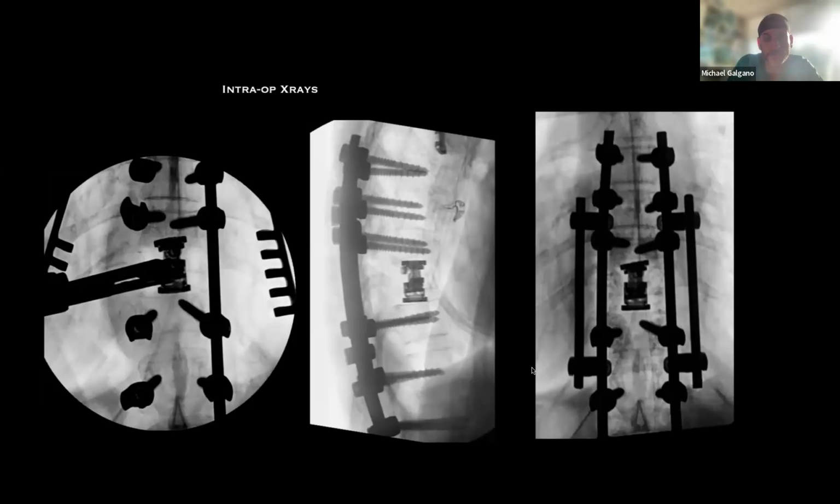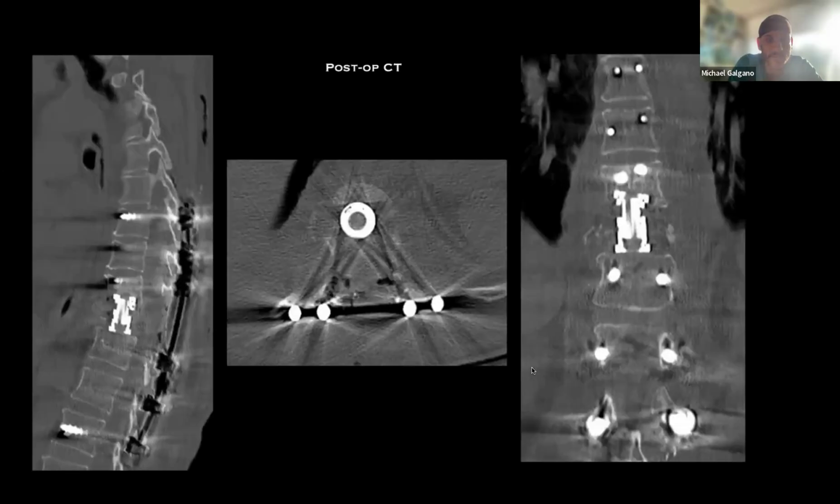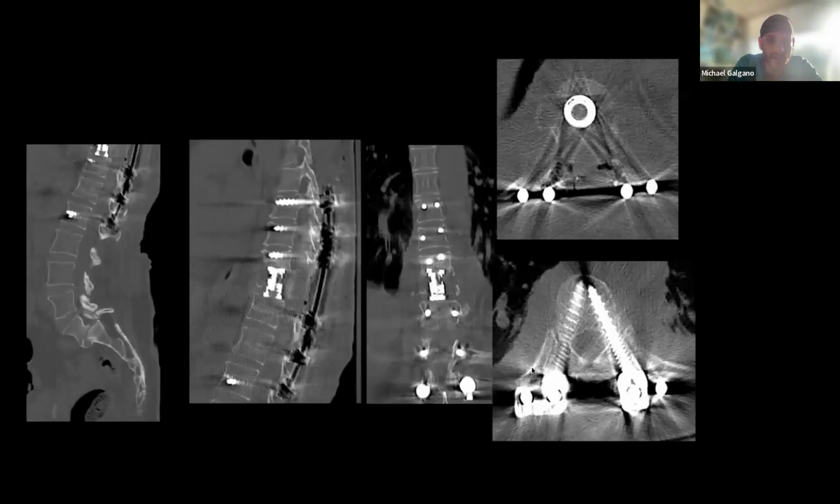And then you just keep your fingers crossed that these people actually fuse up and heal so that they don't fracture their rods or start pulling screws out. But this is a pretty robust construct that we did, so I have a low suspicion she's going to fail over time.